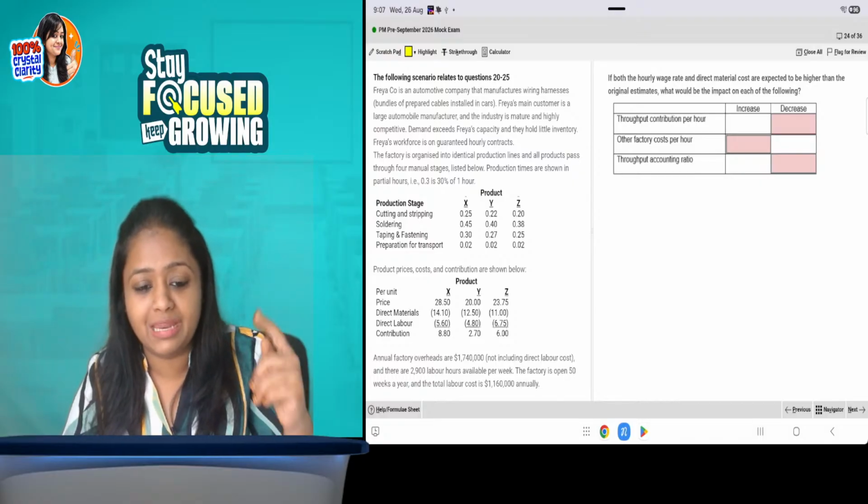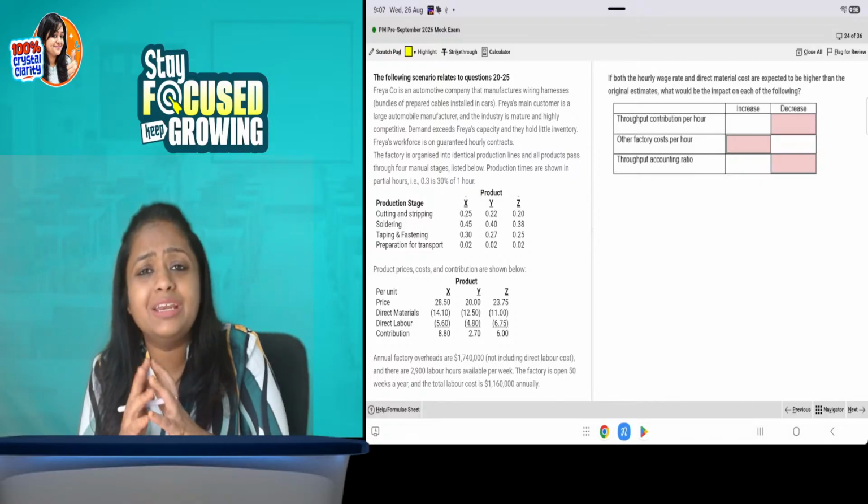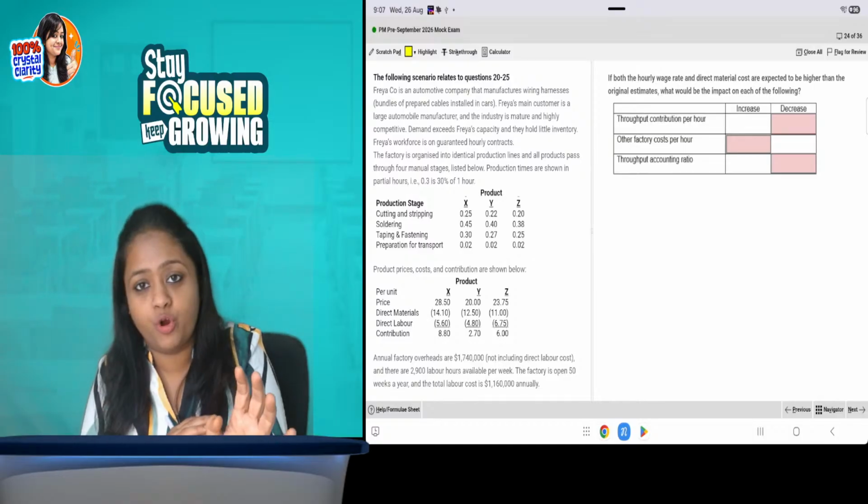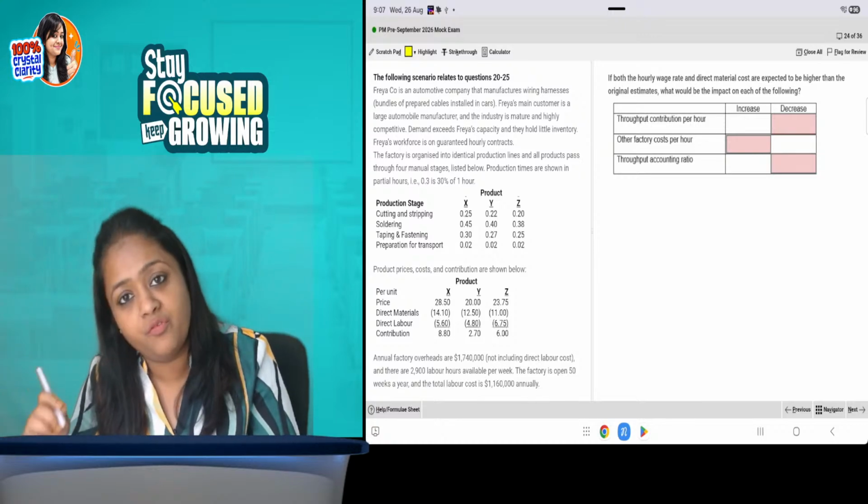Very simple, both are negative factors. So you don't always need every calculation to be done, just think logically, and I was remembering my formula. In the same way, you also remember your formula.